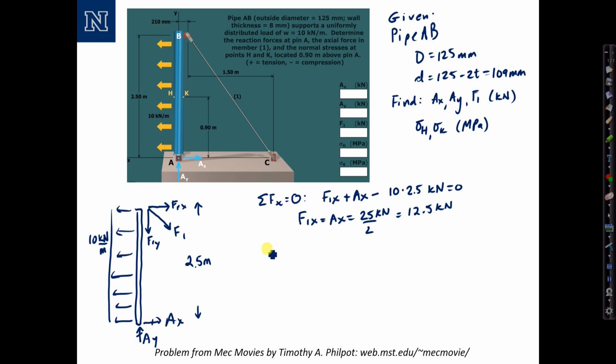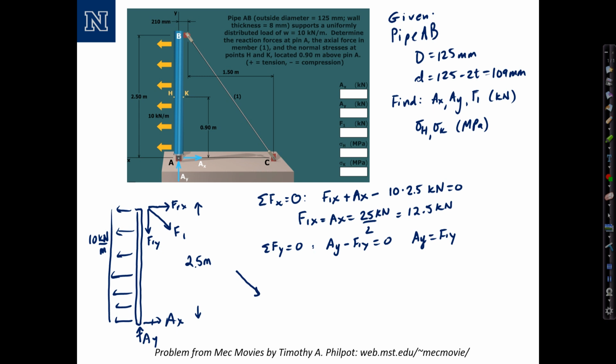Next I'll sum forces in y. Sum of forces in y equal to 0 tells us that A sub y minus F1y is equal to 0, or A sub y is equal to F1y, but I can't solve for either of them until I gather some more information. So for now, I recognize that A sub y is equal to F1y. Okay, finally, I need to analyze the relationship between F1x and F1y based on its geometry. So let me draw the diagonal F1.